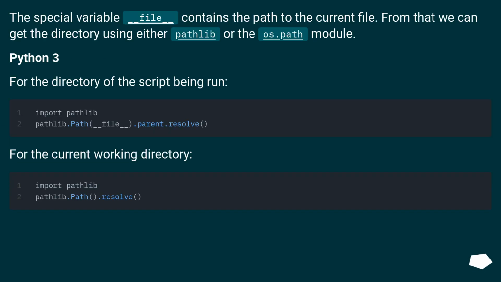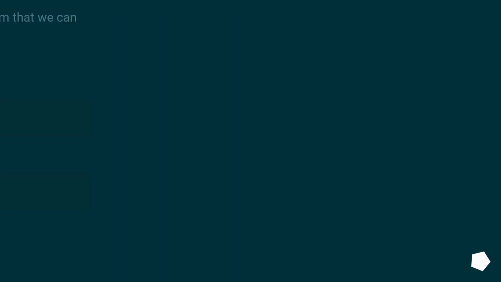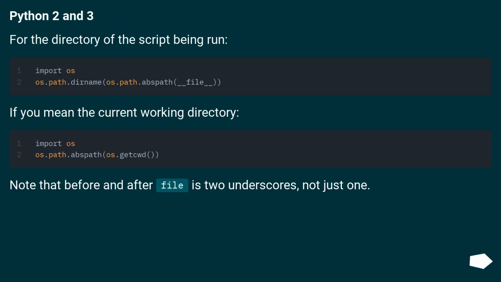The special variable __file__ contains the path to the current file. From that we can get the directory using either pathlib or the os.path module. Python 3 for the directory of the script being run. For the current working directory. Python 2 and 3 for the directory of the script being run. If you mean the current working directory, note that before and after file is 2 underscores, not just 1.